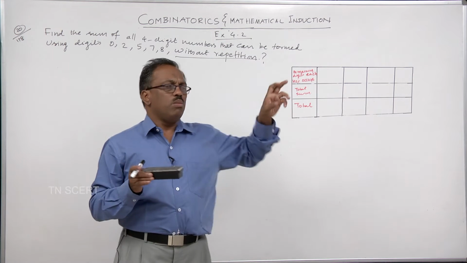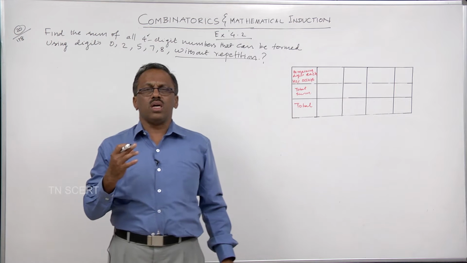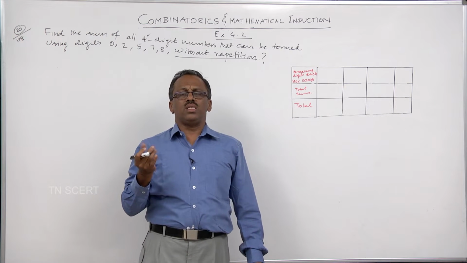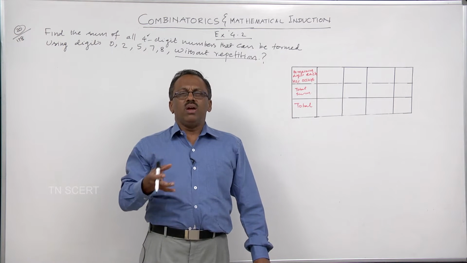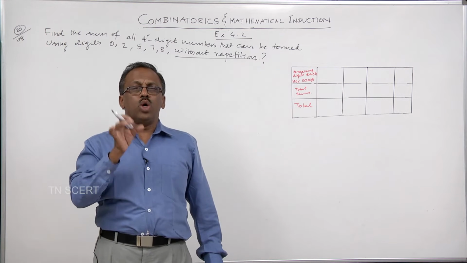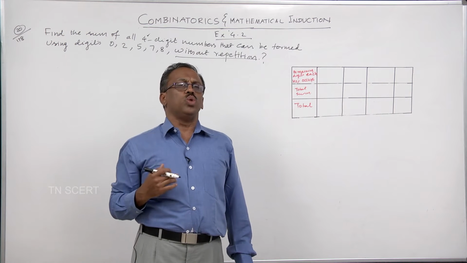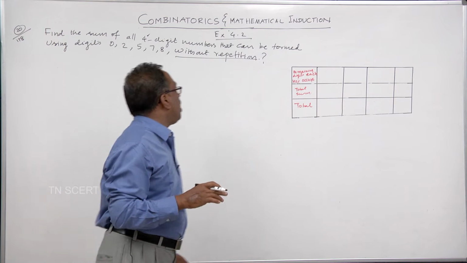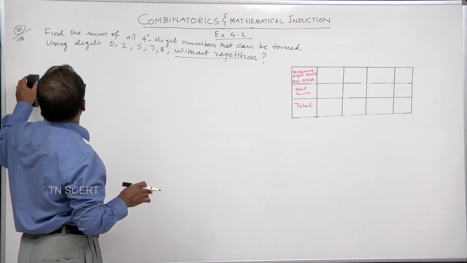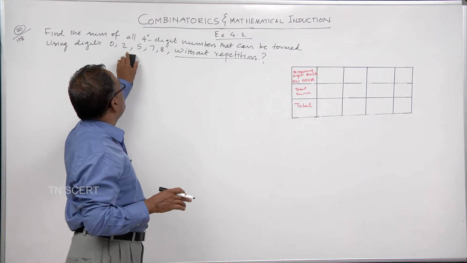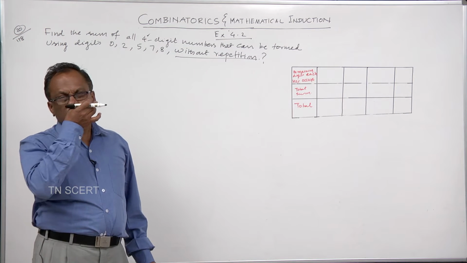How many places are there? Because we have to frame 4-digit numbers: units, tens, hundreds and thousands place. So, we have to fill up those places, and we have to sum up all the numbers also. So, there are two things we should do for this problem. The question is given: find the sum of all 4-digit numbers that can be formed using the digits 0, 2, 5, 7, 8 without repetition. Without repetition, it is given.